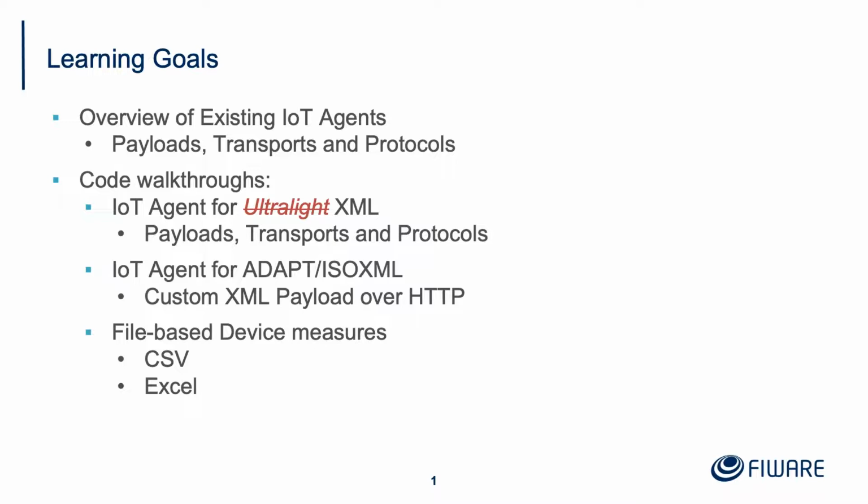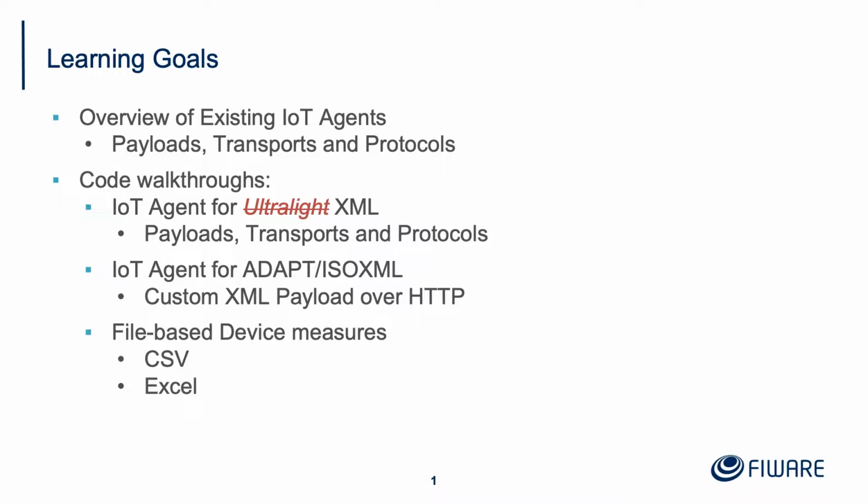And within any IoT agent, you've got to consider three elements: the payloads, the transports, and the protocols, and we'll go through some of those. Having done that, then obviously, if life was that simple, you wouldn't need a webinar like this. So we'll have another look at a much more complex XML-based IoT agent, which is an IoT agent for the Adapt ISOXML protocol, which is used in agricultural machinery. This comes with an approximately 200-page specification, and you can see that it's going to mean we have to do more processing in order to get the data to flow properly.